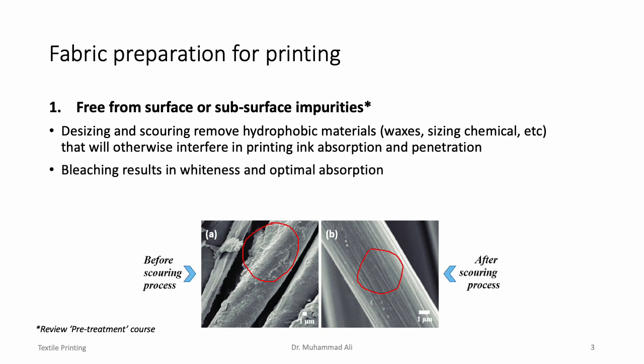You are well aware of a pre-treatment operation known as bleaching. Generally, it is considered that the primary objective of a bleaching operation is to improve the whiteness of the fabric and to improve its absorption as well.